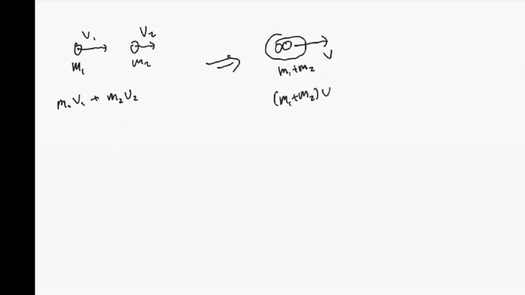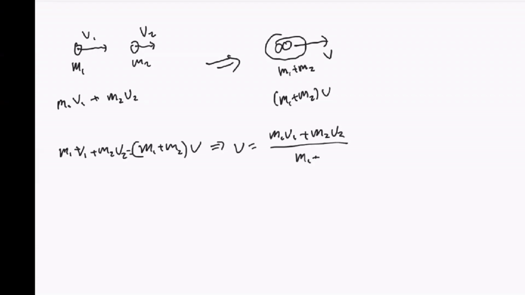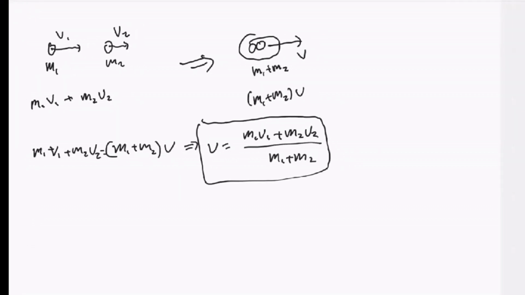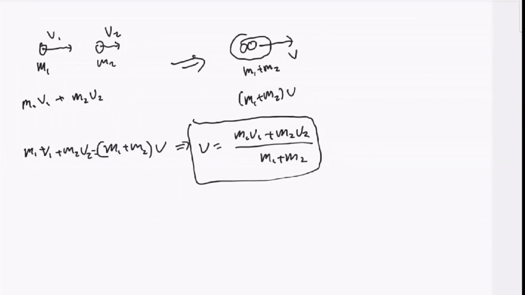Okay, but by conservation of momentum, we get that m1v1 plus m2v2 has to equal m1 plus m2 times v. So this just means that v equals m1v1 plus m2v2 divided by m1 plus m2. This would be the formula for inelastic collisions.